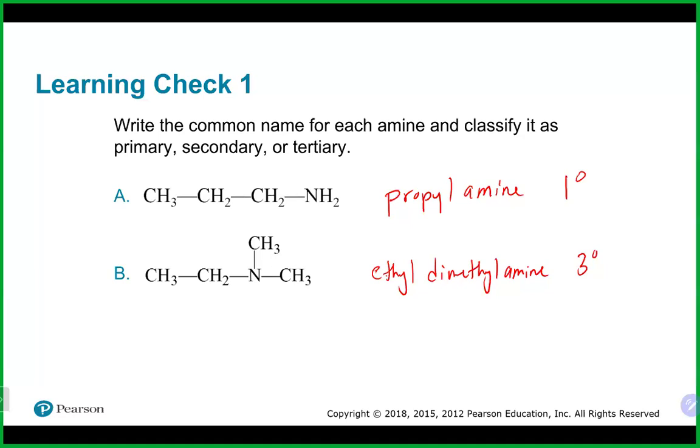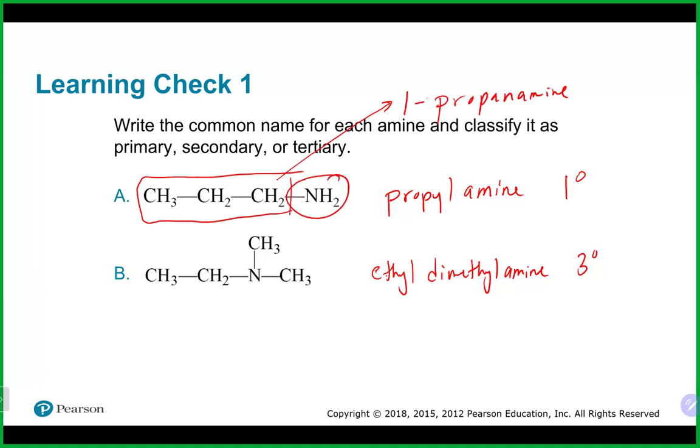For example, if we want to go with a more systematic name for this, sometimes what people will do is take the longest carbon chain, which happens to be propane here, drop the E, put amine there, and also give the location of where that is. So a systematic name for this primary amine is 1-propanamine, and the 1 means it's on carbon number 1, the longest group. We will go with the common name here.